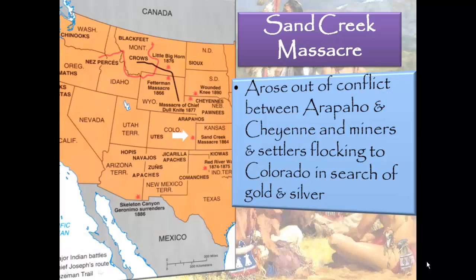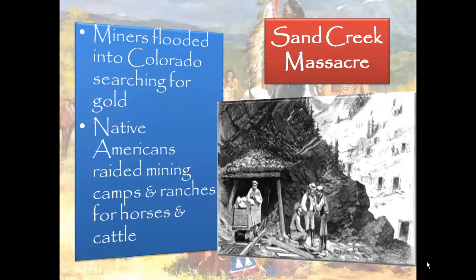Now, the Sand Creek Massacre is another example of violence between the groups. It arose out of conflict between the Arapaho and the Cheyenne Native Americans and miners and settlers flocking to Colorado in search of gold and silver. If you look at the arrow on the map, you see the location of where we are talking about. Miners flooded into Colorado searching for gold. Again, Native Americans are just trying to protect their lands. They've been forced onto these reservations, and along come the miners searching for that gold in violation of treaties.